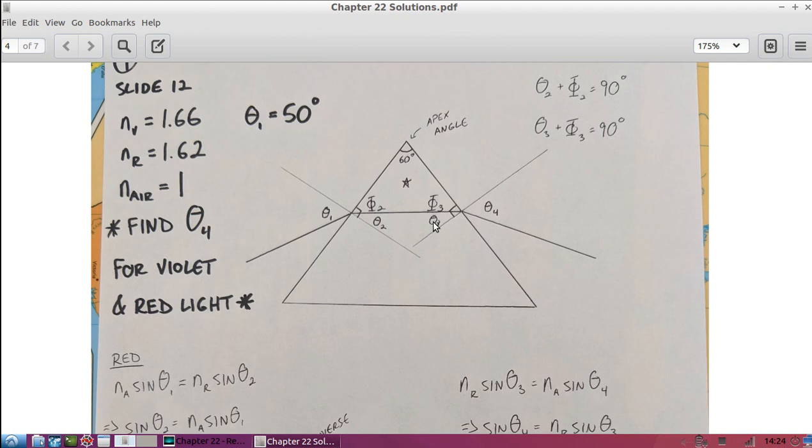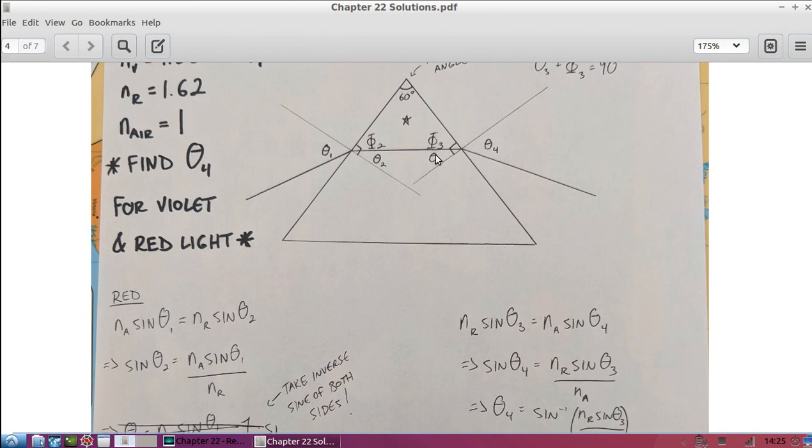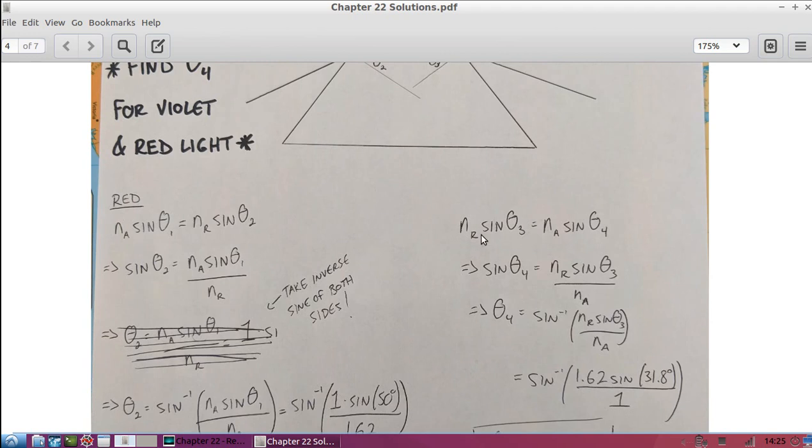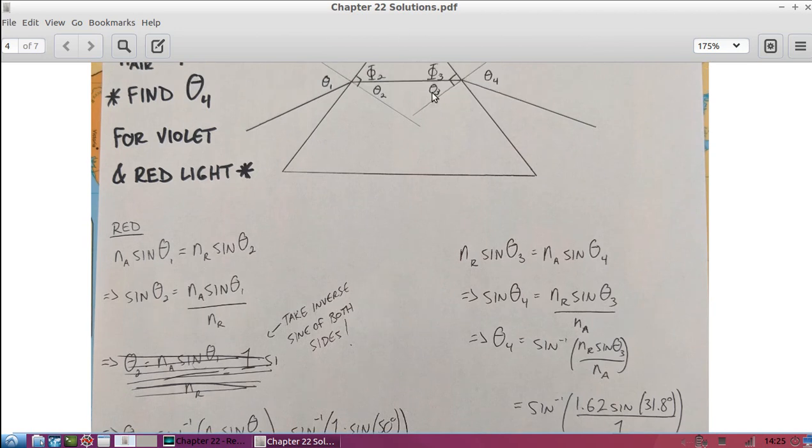I'm going from the prism to air, so this is my incident index of refraction. Air is going to be my refracted index of refraction. So theta 3, theta 4, we're ready to use Snell's law again. I've got the incident angle, the two indices of refraction, and I'm ready to find theta 4. Okay, so this is my incident information: the red index of refraction, theta 3, my new incident angle, and the index of refraction for air, looking for the refracted angle.